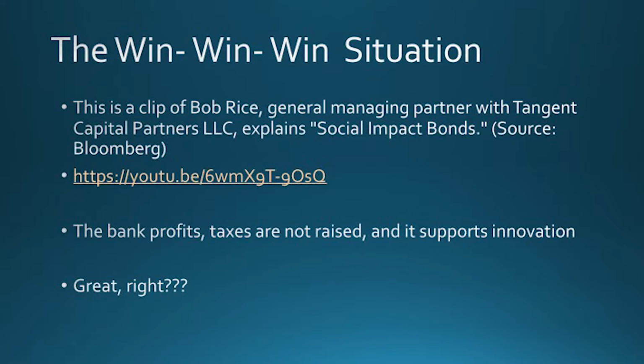Let's discuss the win-win-win situation. You're going to be watching a clip of Bob Rice. He is the general managing partner with Tangent Capital Partners in New York City. He explains how social bonds are just the best solution to a lot of our social problems ever. What he says, and you'll see, the bank profits, taxes are not raised, and it supports innovation. Of course, we can't leave innovation out. So this is great, right? Watch this clip.